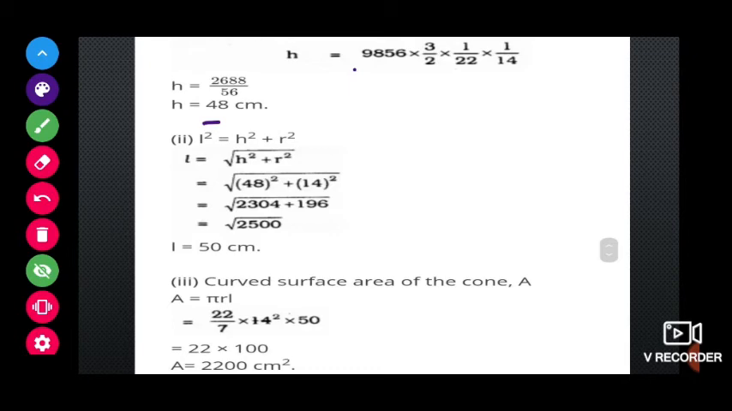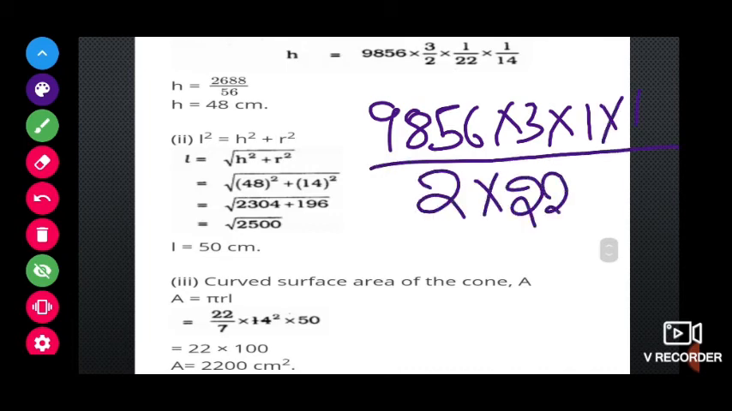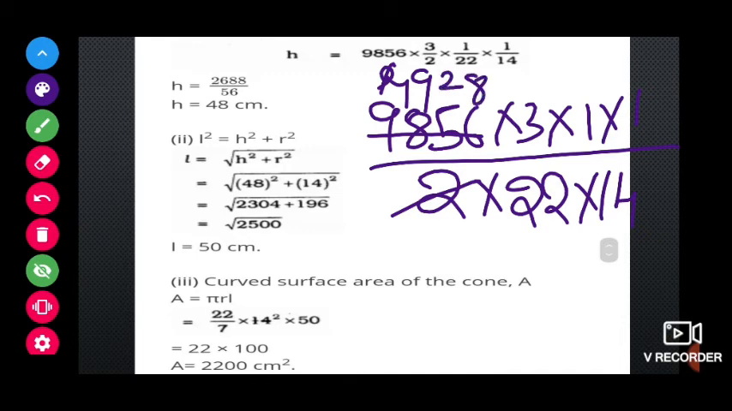So 48 centimeter. Here, how we can do the cancellation means, 2 ones are... a little bit bigger. Here I'll write 9856 into 3 into 1 into 1. No need to take ones at all. Actually 2 into 22 into 14. Now first 2 table. 2 ones are, 2 fours are 8 and the remaining is 18. That is 2 nines are 18, 2 twos are 4, 2 eights are.